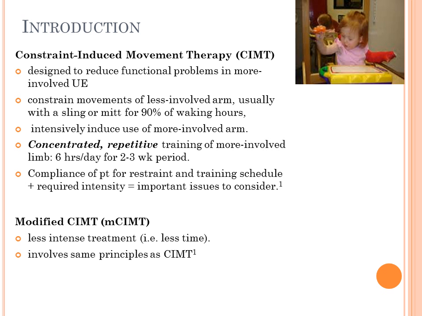So CIMT is designed to reduce functional problems in the more involved upper extremity. We constrain movements of the less involved arm, usually with a sling or a mitt, for 90% of the waking hours. We intensively induce the use of the more involved arm. The main thing to remember in CIMT is concentrated and repetitive training of the more involved limb, usually 6 hours per day for a 2 to 3 week period.